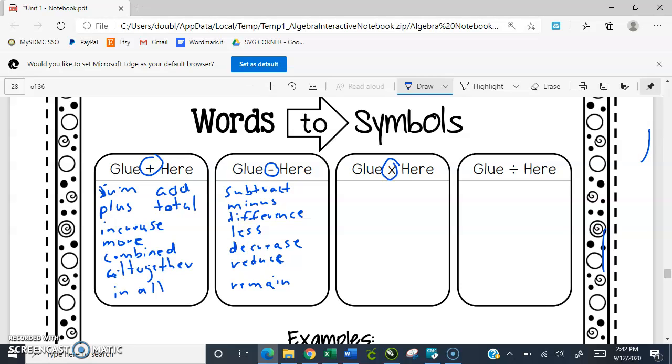When you're multiplying, you hear multiply, product, P-R-O-D-U-C-T, times, part of, twice, area, and volume.